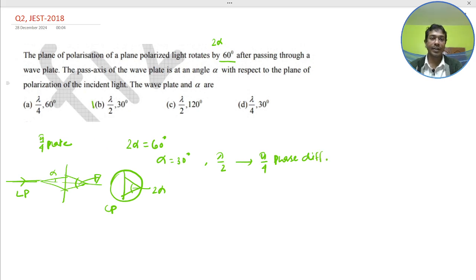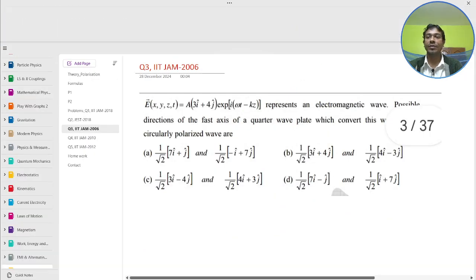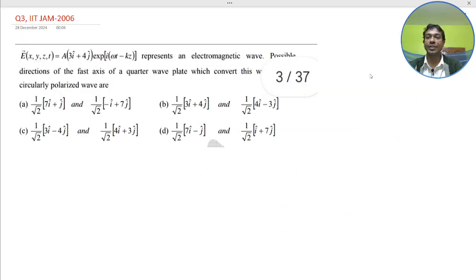So B would be our correct answer, lambda by 2 plate with angle alpha 30 degree. Next, IIT JAM 2006. Here giving electric field equation, which of the following direction of the first axis of a quarter wave plate convert the circular polarized light.